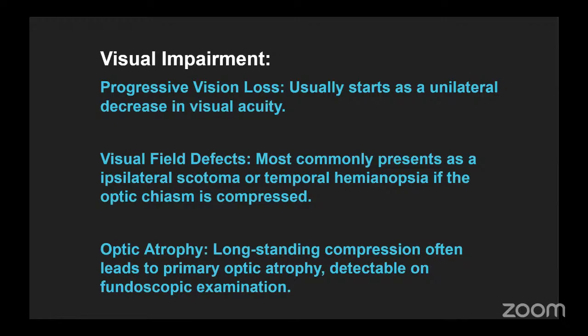Then optic atrophy. And what kind of optic atrophy? Primary optic atrophy, because there is direct compression on the optic nerve. This atrophy is not because of raised ICP and long-standing compression over the disc. This atrophy is direct compression, right? So this is primary optic atrophy, and you can easily find it on fundoscopic examination.